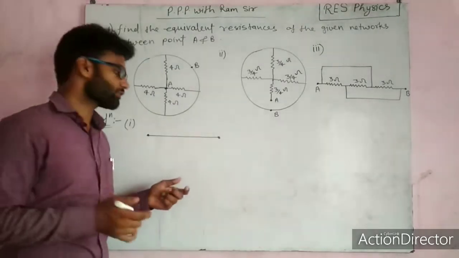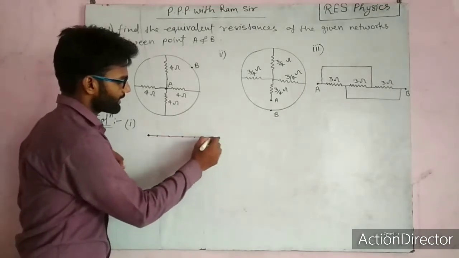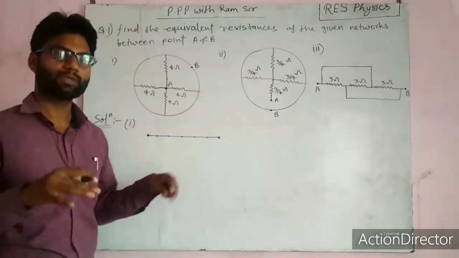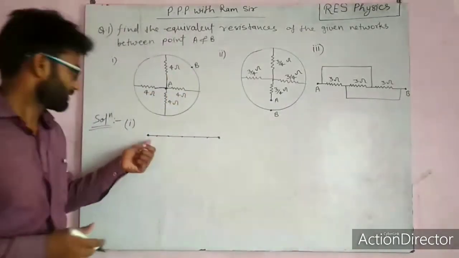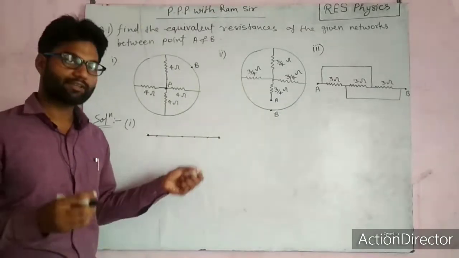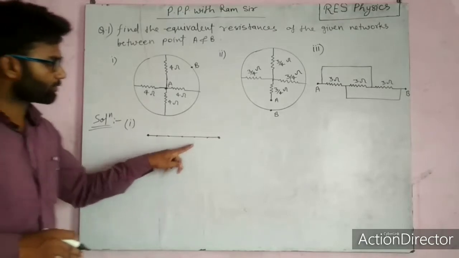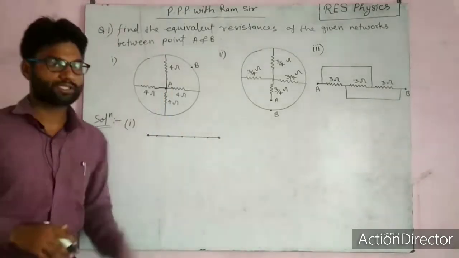If there is zero resistance, the potential at each and every point will be the same. That means there will be no potential difference between any 2 points, right? So using this concept, we are going to solve question number one.